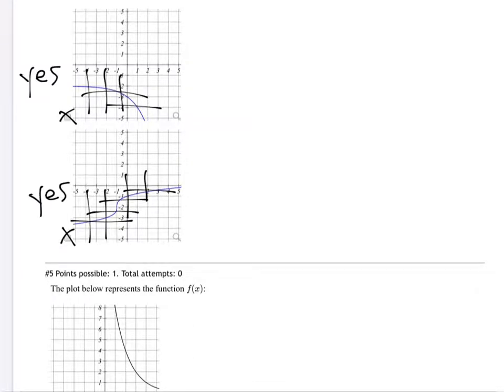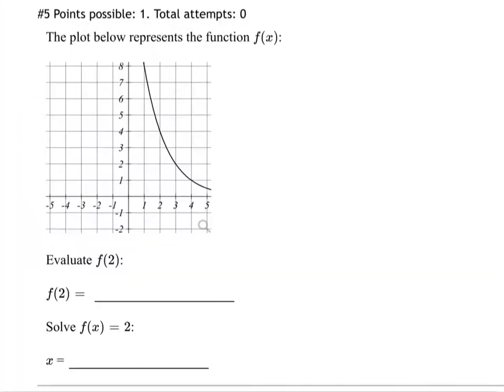Yes. All right. So those will be quick and easy for you. On to number 5. Looking at graphs here. Function notation. The plot below represents a function. Question, comment? That last one.